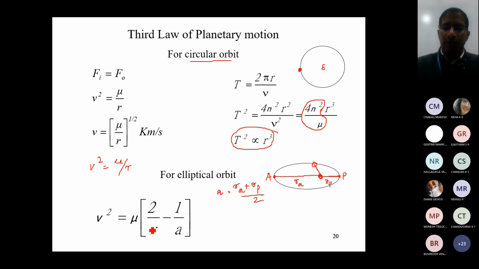So in this case, as the location of the satellite changes, the R value will change, whereas the A value will be fixed. If the orbit is fixed, A is fixed for an elliptical orbit. So in that case, you will have the value of T squared, that is 4 pi squared into A cubed divided by mu.